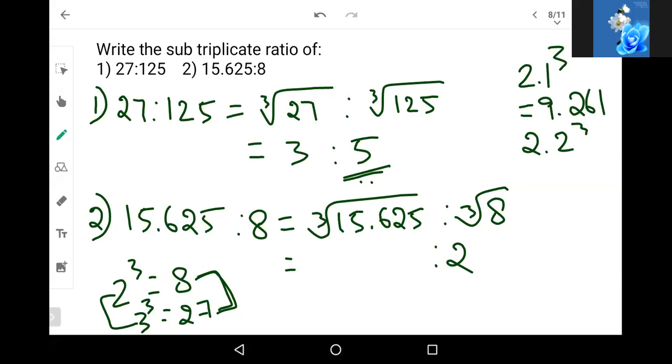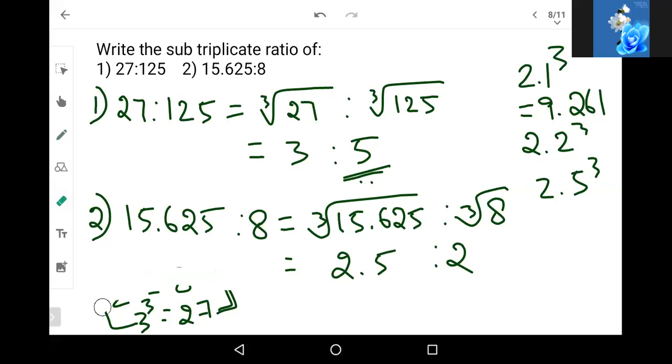Spurti, is it 2.5? Excuse me, do not get confused. It is not 15,625. It is 15.625. Okay. So 2.2 cube also you will not get. Like that only if you check 2.5 cube, you might get the answer. So 2.5 into 2.5 into 2.5, which will give you 15.625.